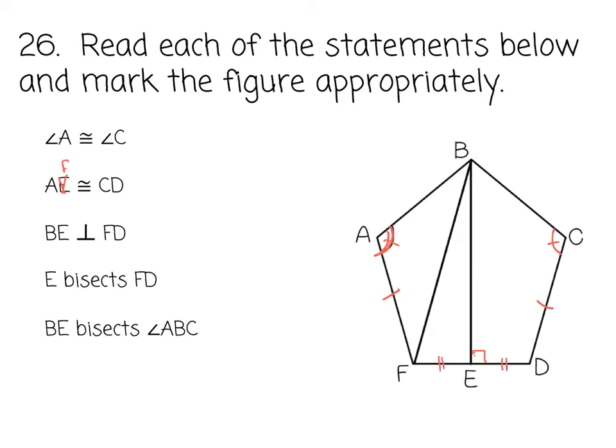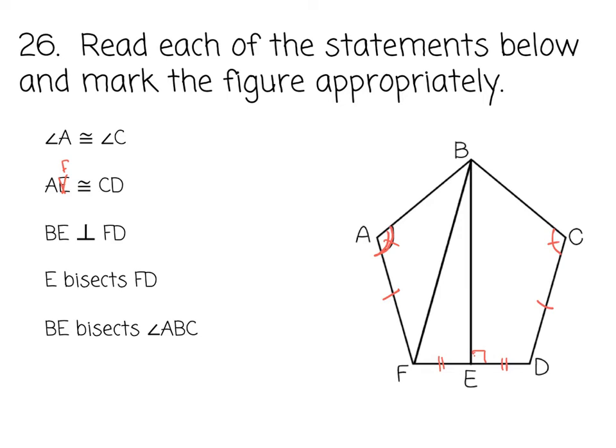Now notice I did put two tick marks because I already have segments here, AF and CD, that have one tick mark. So I don't want to do one tick mark again because that would mean that all four of those pieces are congruent. Then the last one says BE bisects angle ABC.